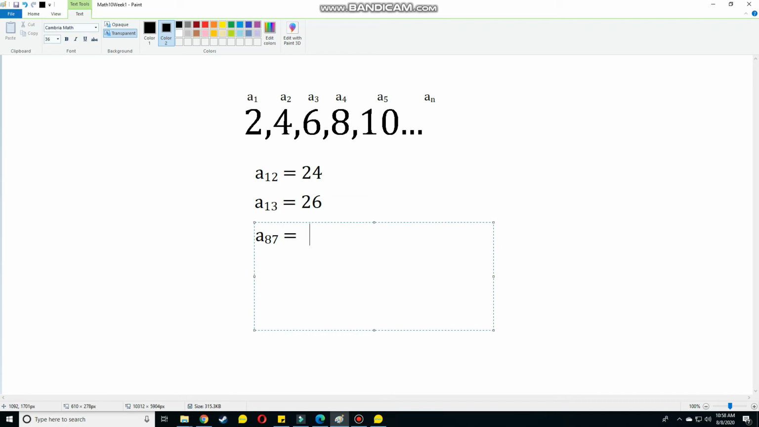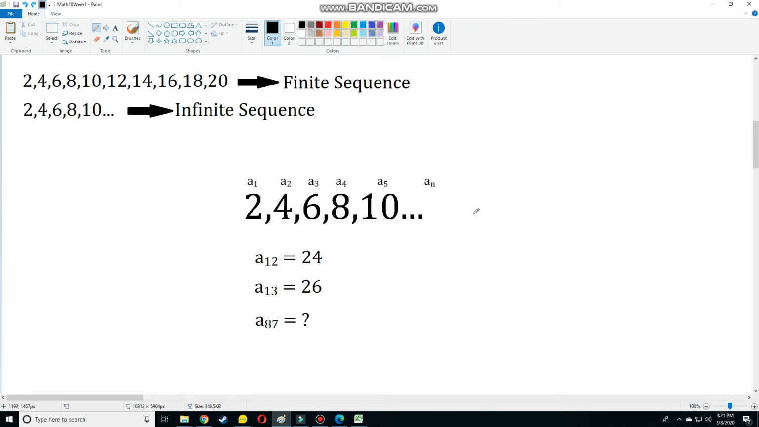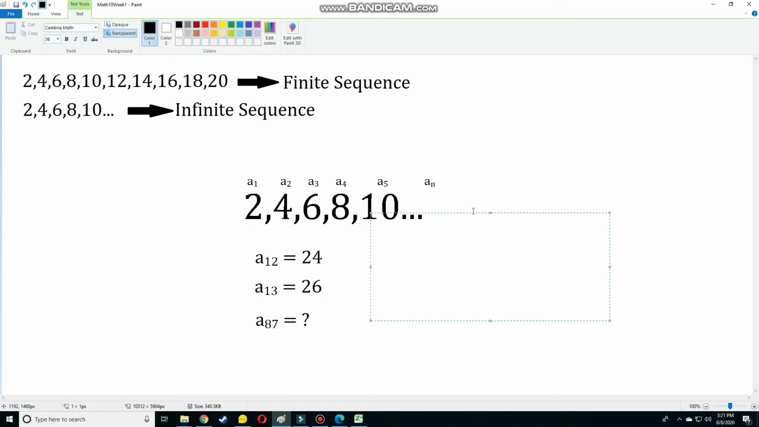And that is another question, right? Because it is quite impractical if you do it manually, let's say 2 plus 2 plus 2 plus 2, depending on the pattern. That is why it is necessary for us to derive a mathematical rule based on the pattern of our sequence. In this case, our mathematical rule would be a sub n, meaning the term that we are finding, is equal to 2n. 2n is our mathematical rule.